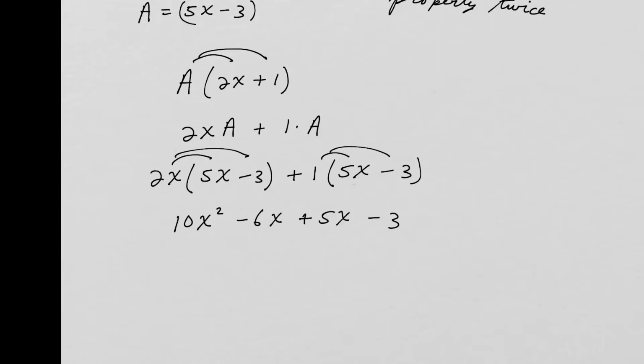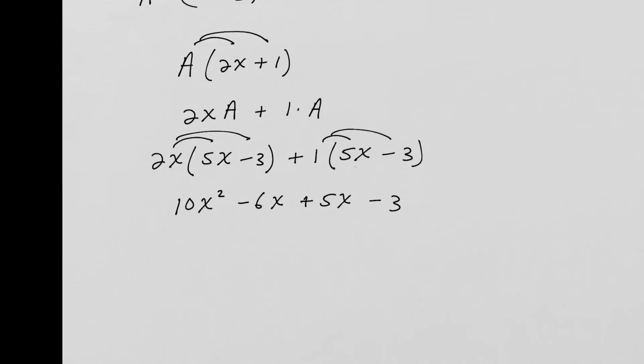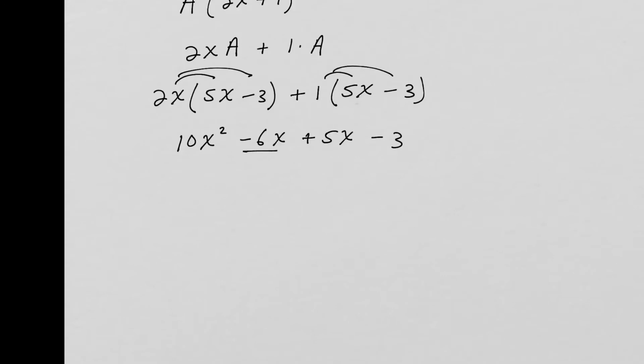And then, of course, I can simplify this a little bit, right? I can combine like terms. So what is negative 6x plus 5x? That's just negative x. So my final answer is going to be 10x squared minus x minus 3. Okay? And we got that formally from using the distributive property twice.